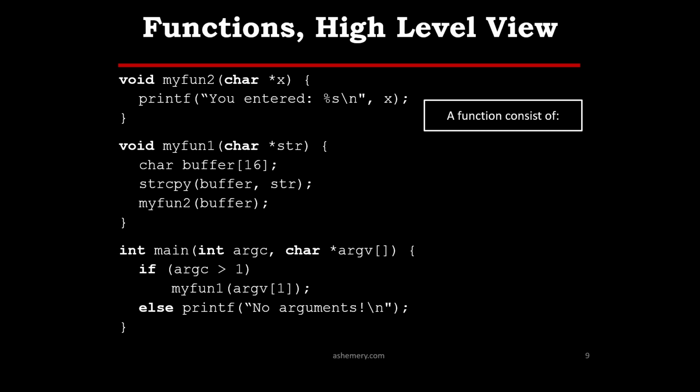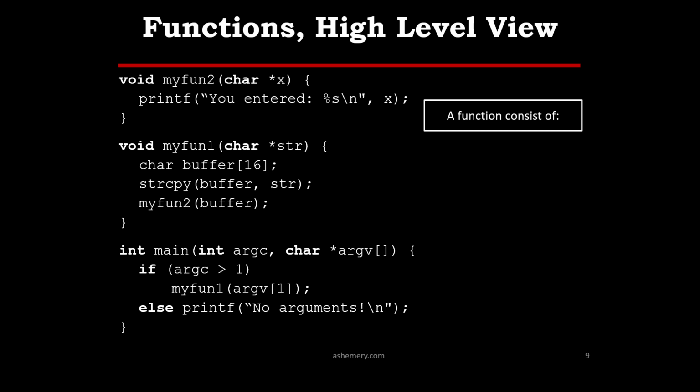Now if we go to myfun1, we see it's taking a pointer to a string. Inside there's a character buffer of 16 bytes. So we are creating a buffer of 16 bytes, which means our buffer is 16 bytes long. And then we are calling strcpy, which copies the value passed in str into our buffer. So whatever value the user enters is going to be copied to the buffer. And then that buffer is going to be passed to myfun2.